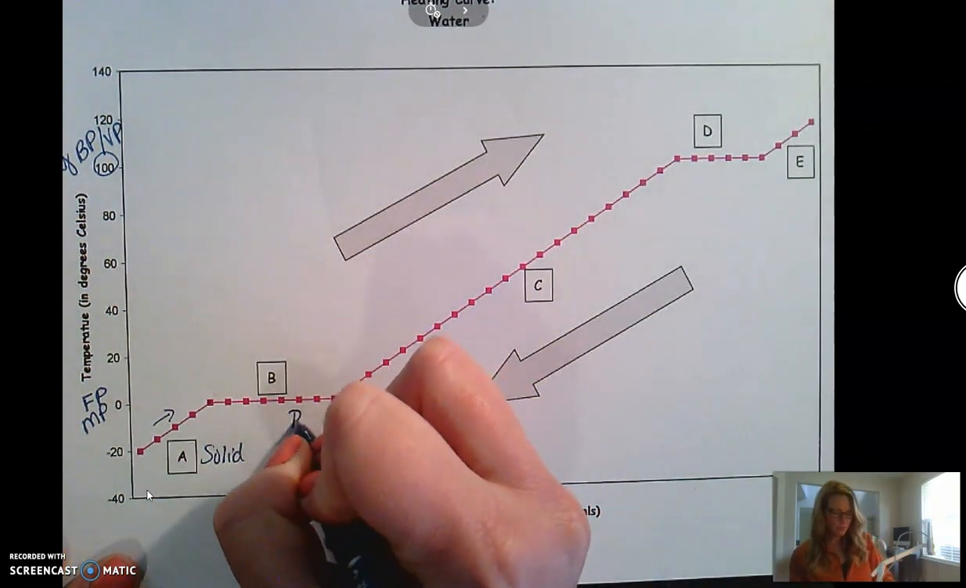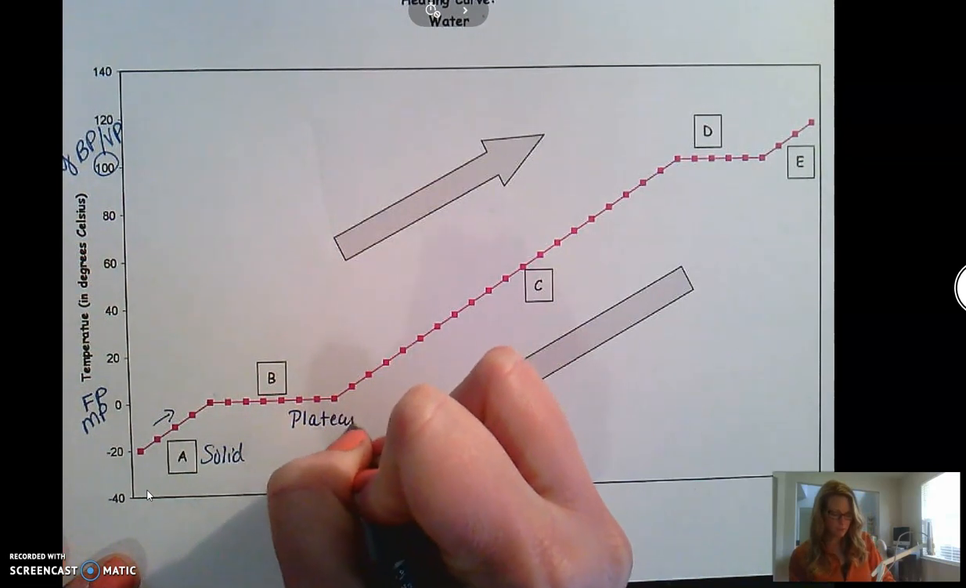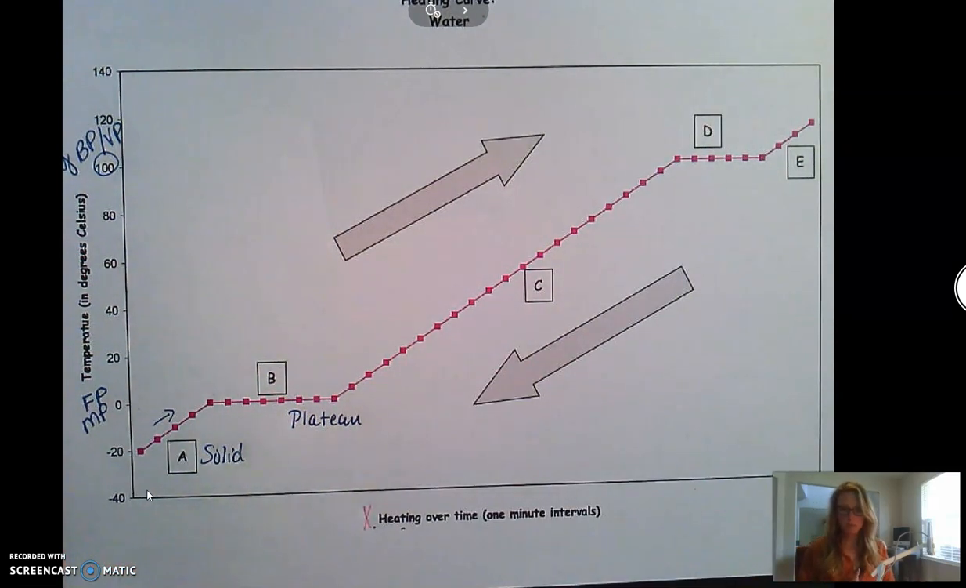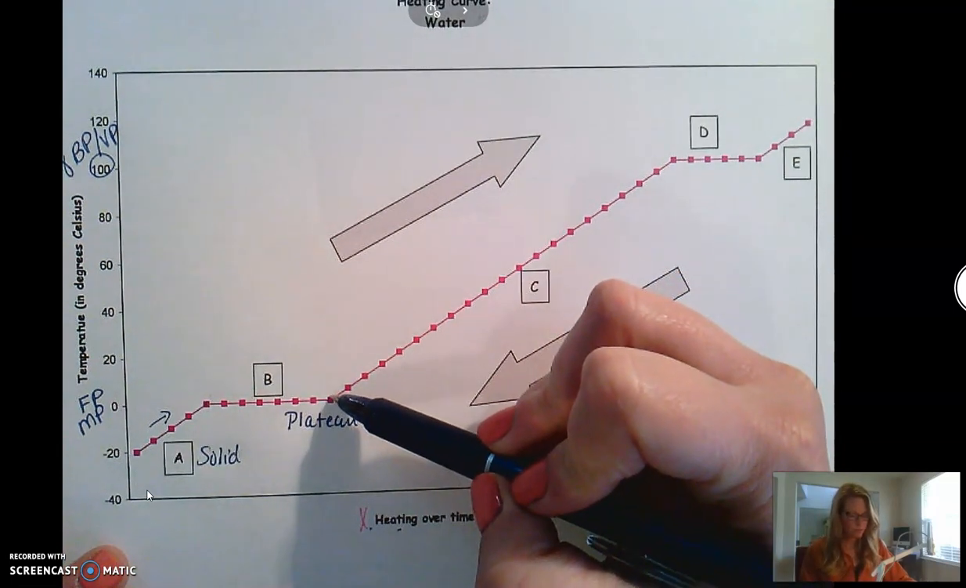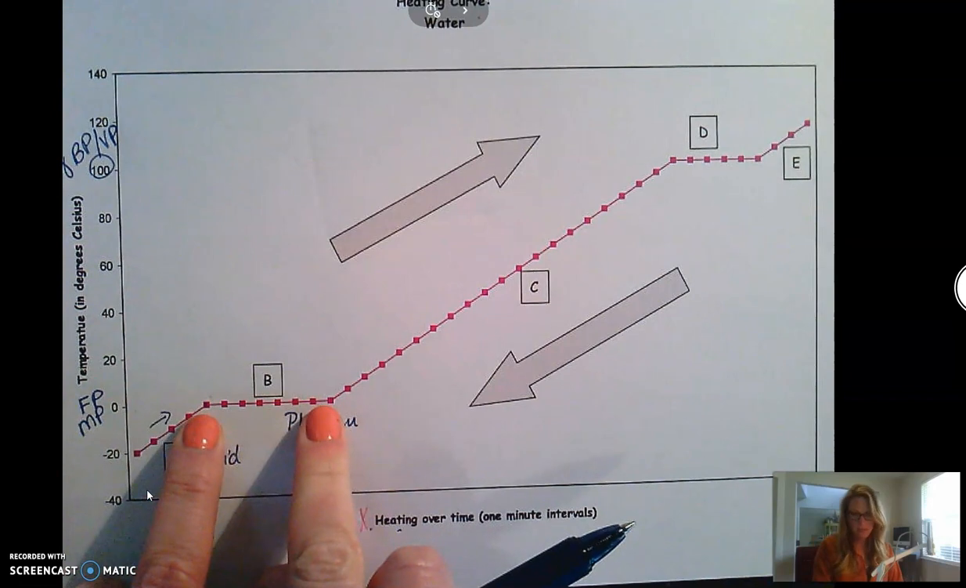We call these a plateau, just like the geographic feature, mountains and plateaus. Okay, let's skip B for a second. Let's come over here to this part because we noticed that this stayed the same temperature, right? It was at 0 and it's still at 0.